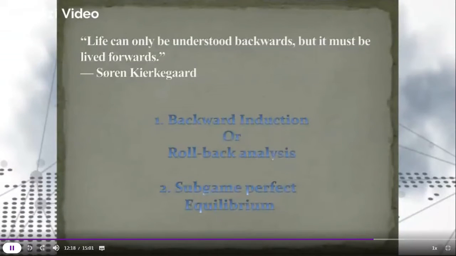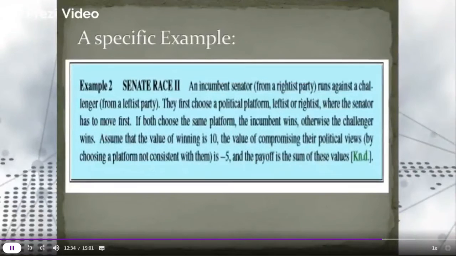This process of arriving at this particular equilibrium is called backward induction or rollback analysis. And the equilibrium that we arrive at is called rollback equilibrium or subgame perfect equilibrium. So now we'll go to a specific problem.